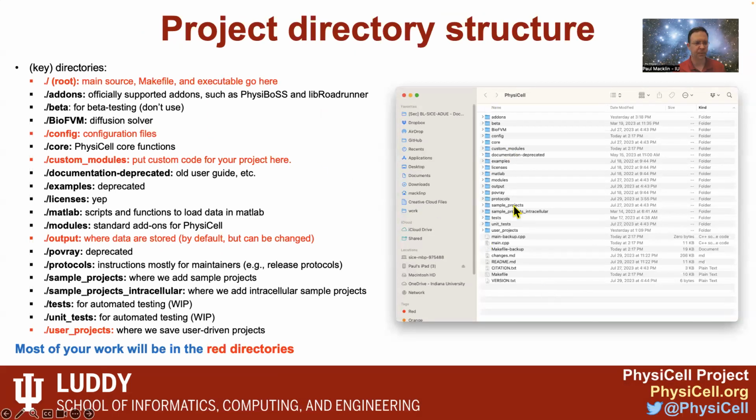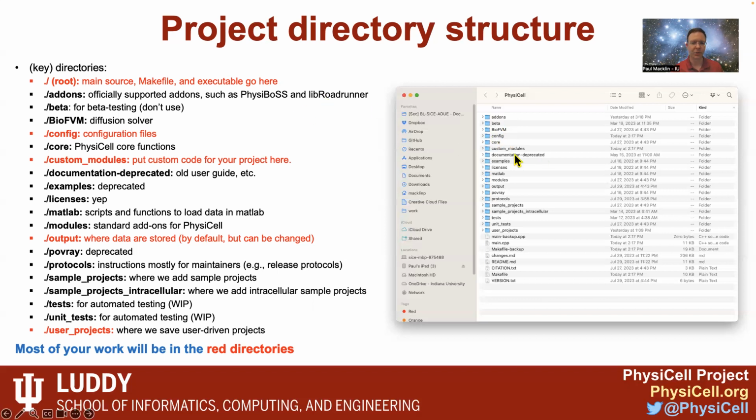You're going to see a number of subdirectories. Some of them you're going to be working in, some of them you're going to be mostly ignoring, as they're actually part of the core structure of PhysiCell. The root directory, this overall directory, is where the main makefile and your executable and your source code will go. Some of the other directories that are increasingly important is the add-ons directory. This is where things like PhysiBoSS or LibRoadRunner or other officially supported add-ons for the ecosystem are included with your PhysiCell download. Beta, don't need to worry about. BioFVM is the directory where the diffusion solver is stored. Config is one of the more important directories. This is where your configuration and model specification files go.